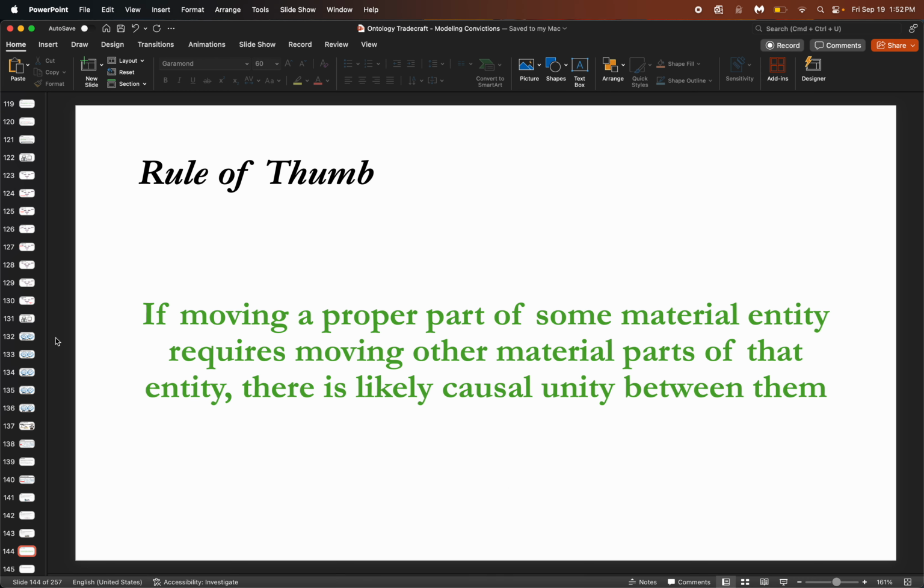I say really, really tight because it's important to highlight something of a rule of thumb here. When you're trying to determine causal unity, you can think to yourself, if moving a proper part of some material entity requires moving other material parts of that entity, there's likely causal unity between them. So for example, if you grab my arm and pull me close to you, the rest of me will likely come. And there's causal unity around me, right? You pull one material part, the rest come with it.